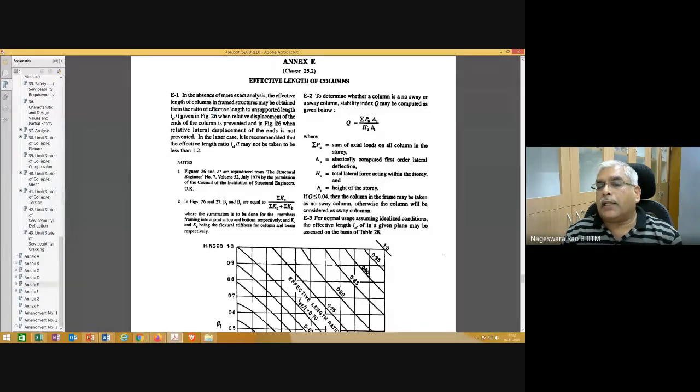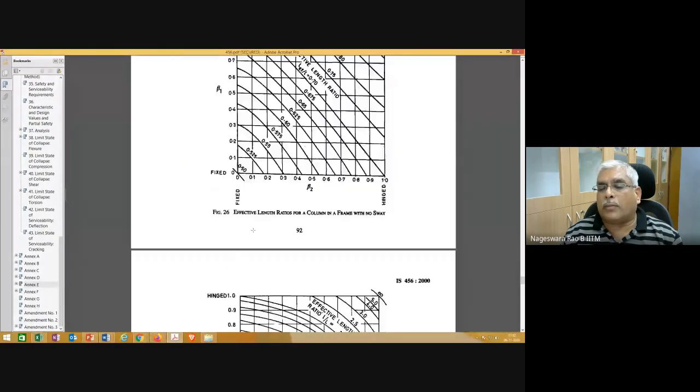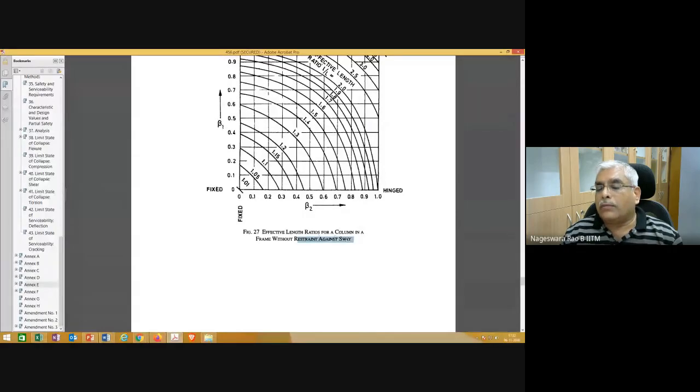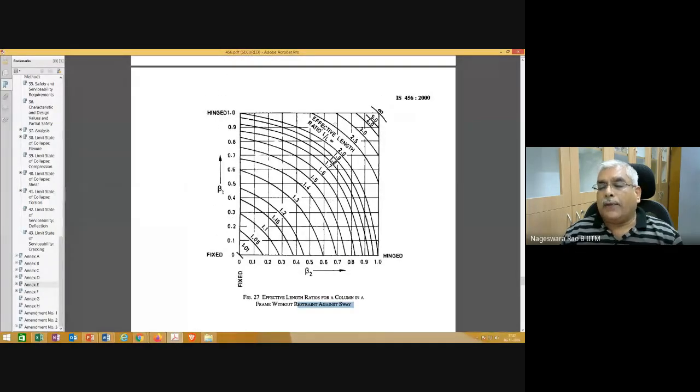And there is a typing mistake in the code. This is figure 27. In figure 27, when the relative displacement of the ends is not prevented, when there is a possibility of relative displacement between the two ends, then that type of column is classified as a sway column. For a sway column, what is the ratio of effective length to the unsupported length? That is the effective length ratio. Here also there is a typing mistake. It should be LEF, effective length.